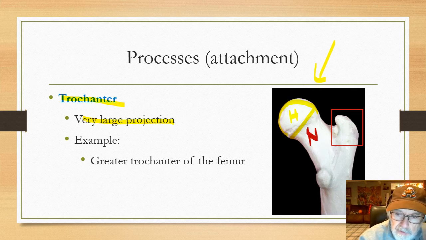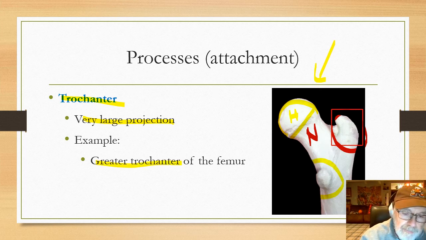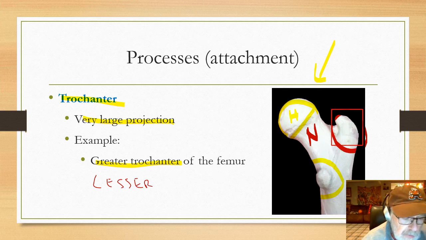Here's the neck. Okay, and then there's a large area right here, a large lump right there. And that lump right there is called the greater trochanter, the greater trochanter of the femur. There's a smaller one right here, and guess what they call that? They call that the lesser trochanter of the femur.